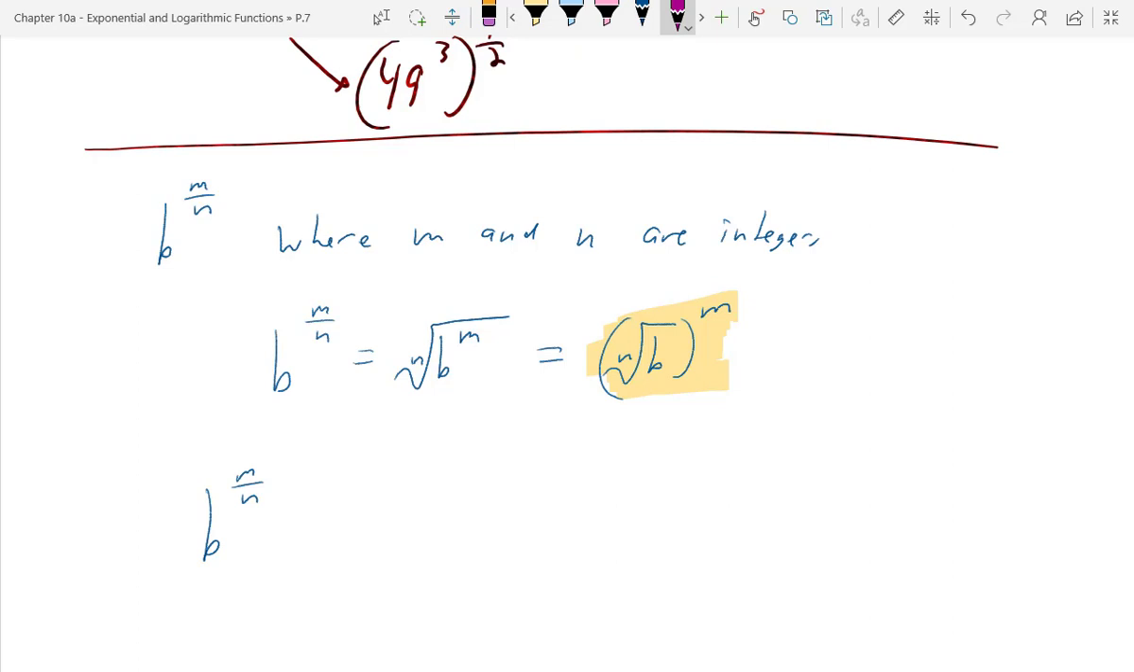Okay, so let's look at this a little more carefully. b to the m over n. This number m is on top.